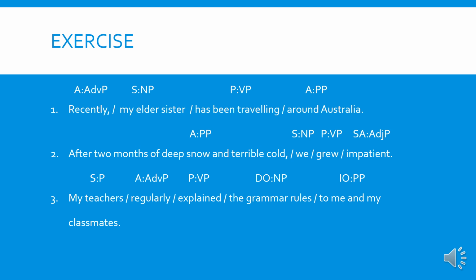And to me and my classmates is an indirect object. Remember, indirect object is to whom, to something. The grammar rules were explained to me and my classmates, and so this is an indirect object realized by a preposition phrase because the phrase starts with the preposition to.